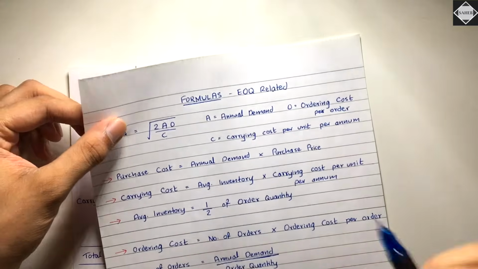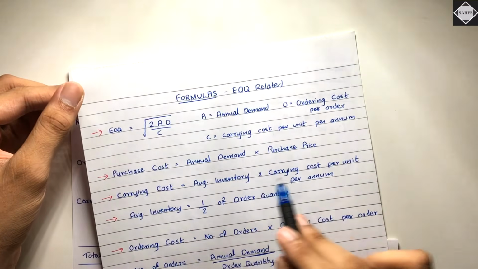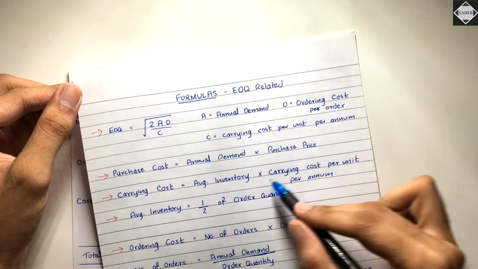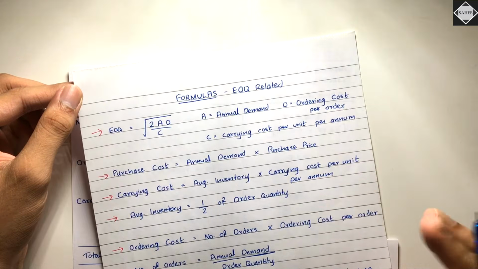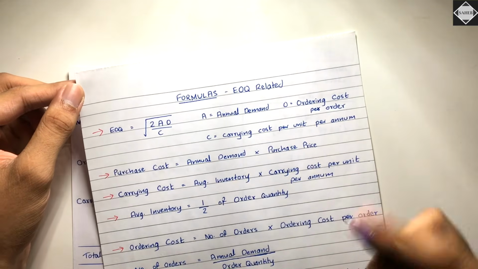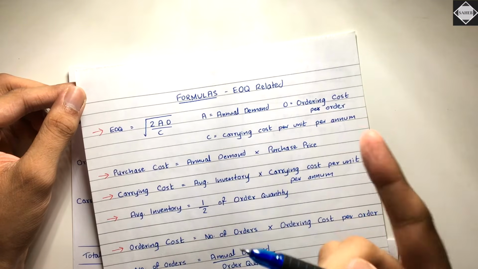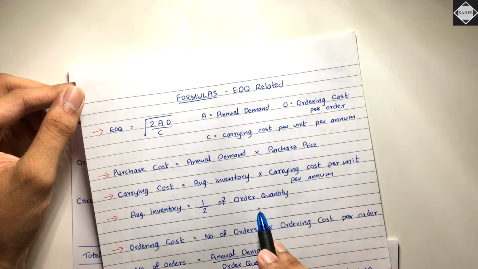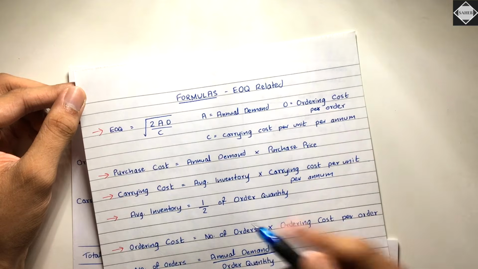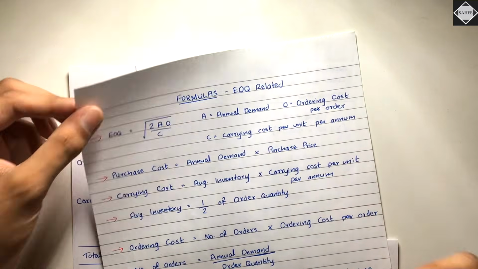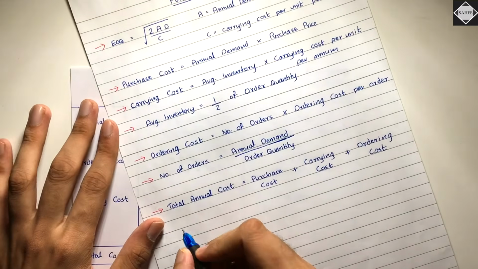See here, carrying cost formula is average inventory into carrying cost per unit per annum. We don't have this directly. We can take 20%, because everything is in rupees over here. But average inventory also we have to calculate. So to calculate that, we need order quantity. We don't have order quantity. What's the formula of order quantity? Order quantity formula, let me just write over here.